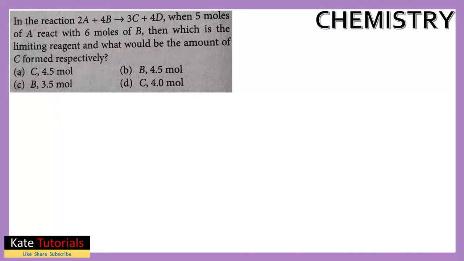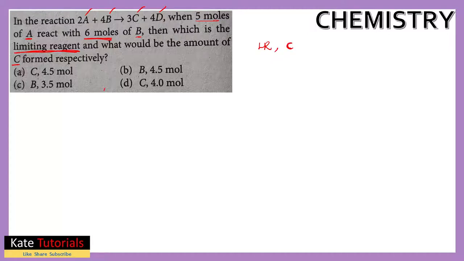The question is, in the reaction 2A plus 4B gives 3C plus 4D, when 5 moles of A reacts with 6 moles of B, then which is the limiting reagent? The first question is, which is the limiting reagent? That we have to tell. And what would be the amount of C formed, respectively. So the question is, we have to get two answers. One is, among this A, B, C, D, which is the limiting reagent, and the second one, we have to get how much amount of C is formed.